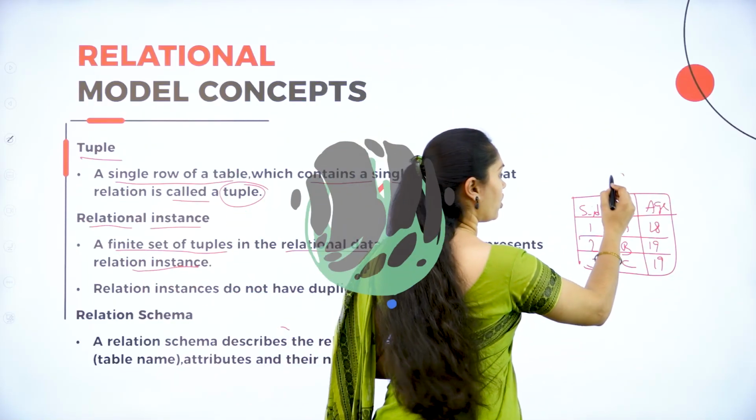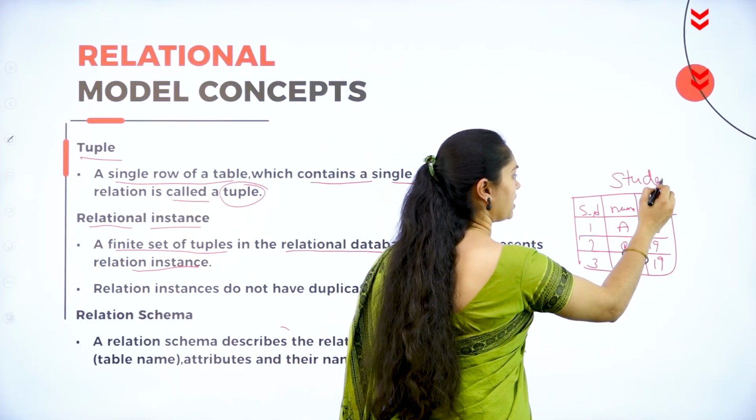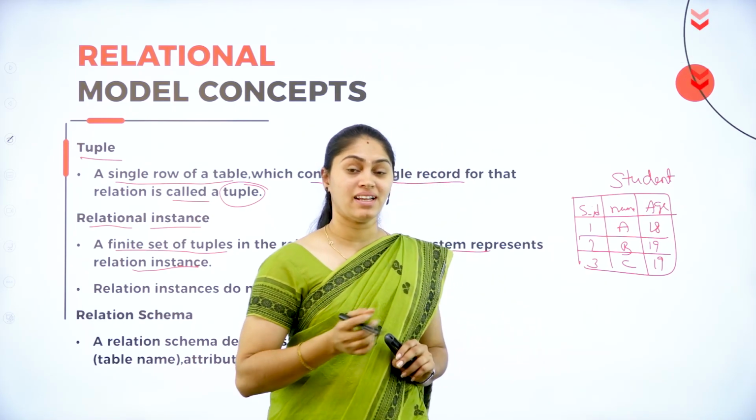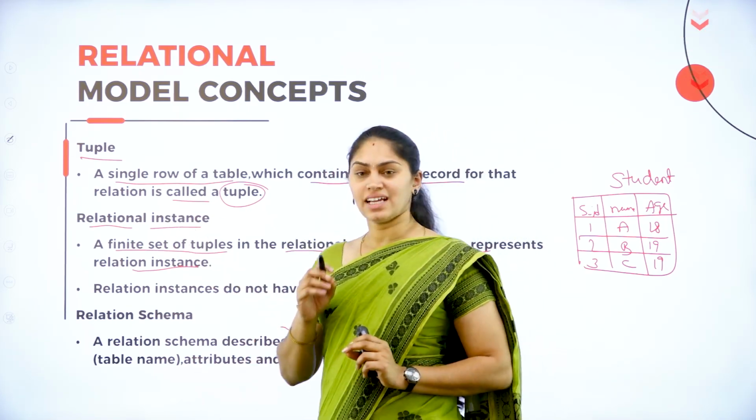As of now, what is the state of a tuple? How many tuples do we have in the student table? That represents the relational instance.